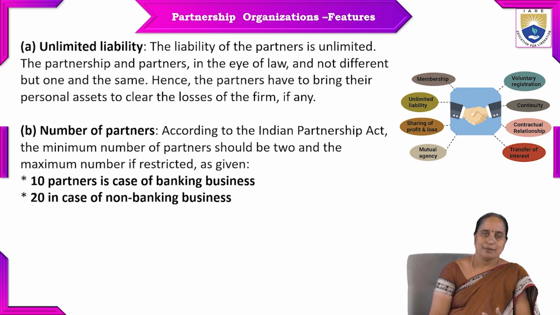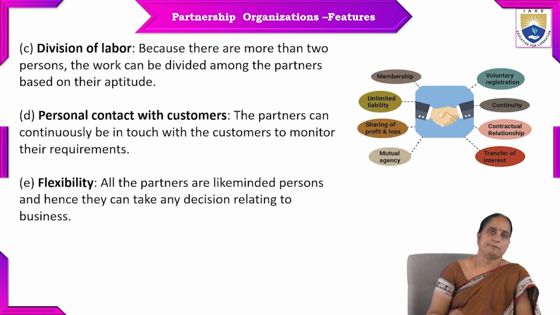The second one is number of partners. According to the Indian Partnership Act 1932, the minimum number of partners should be 2 and the maximum number is restricted as given. In case of banking business, the maximum number of partners is 10. In case of non-banking business, the maximum number of partners is 20.